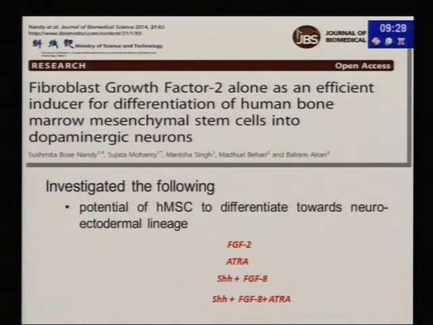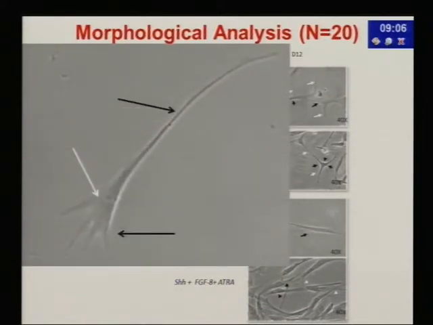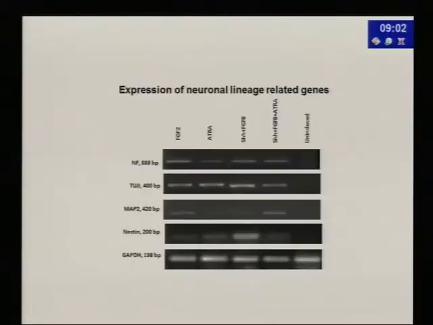So this was done by my PhD student. She was interested and published this article that of all the inducer chemicals present, only FGF2 alone has good potential to differentiate bone marrow mesenchymal stem cells into neurons. So we did morphological analysis. You can see here these are stem cells and they are changing their morphological features. At a higher magnification, they are showing typical cell body and neurite projections.